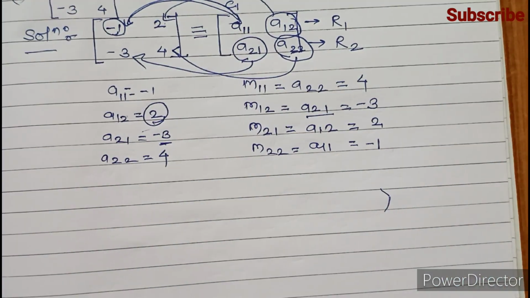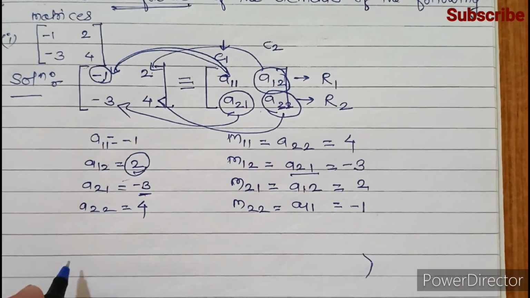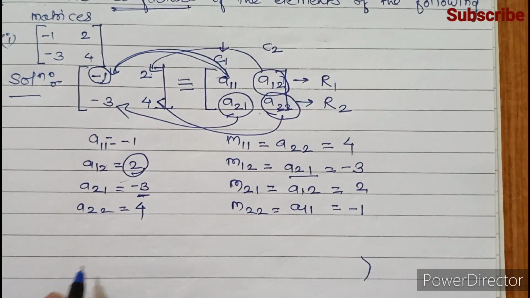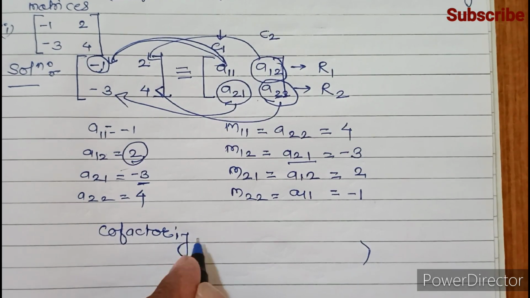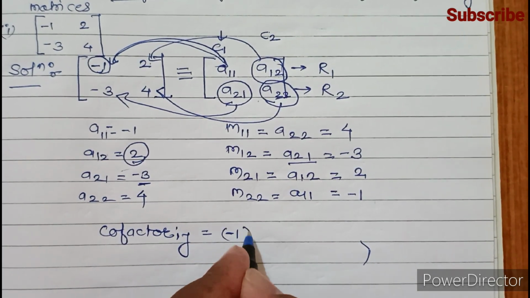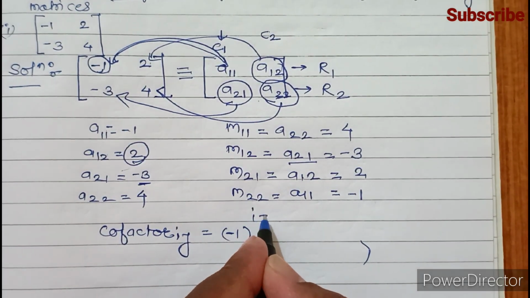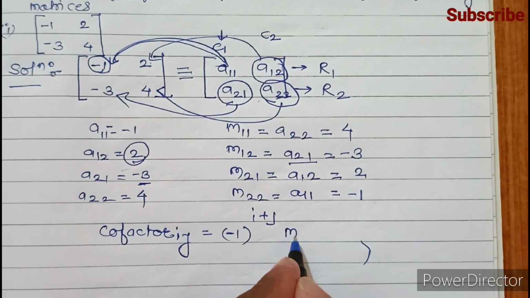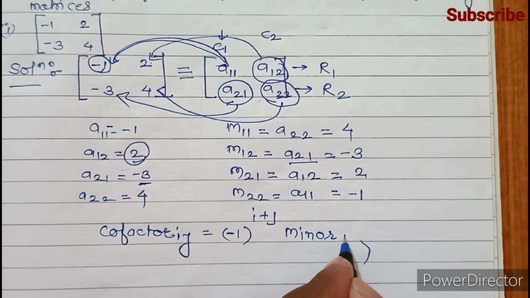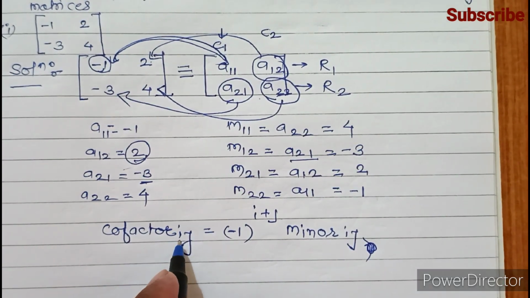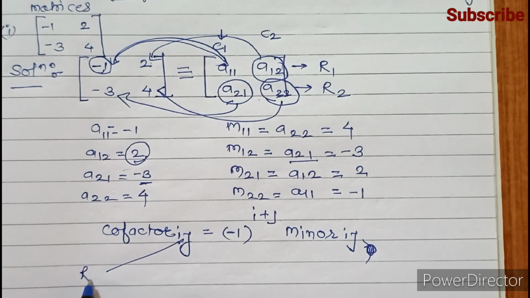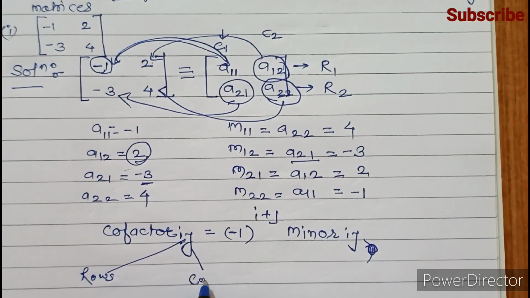We get the values of minors. Now we have to find the values of cofactors. We know the formula of the cofactor of the elements, that is cofactor ij equals (-1) to the power i plus j into the minor of ij. Now what is ij? i means row, j means column.